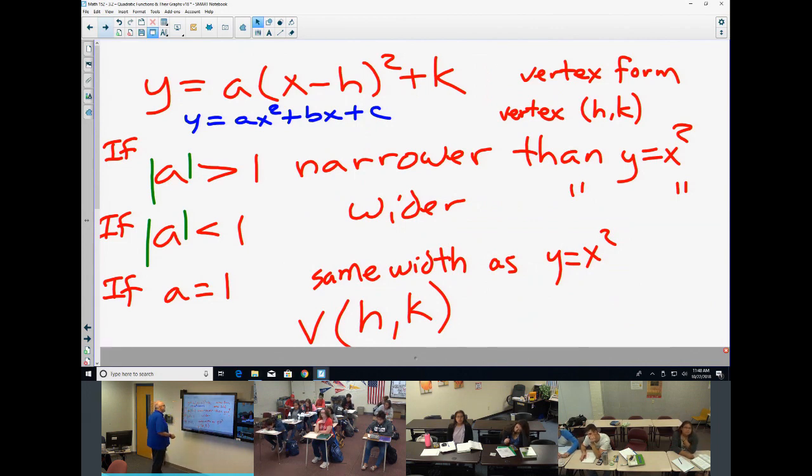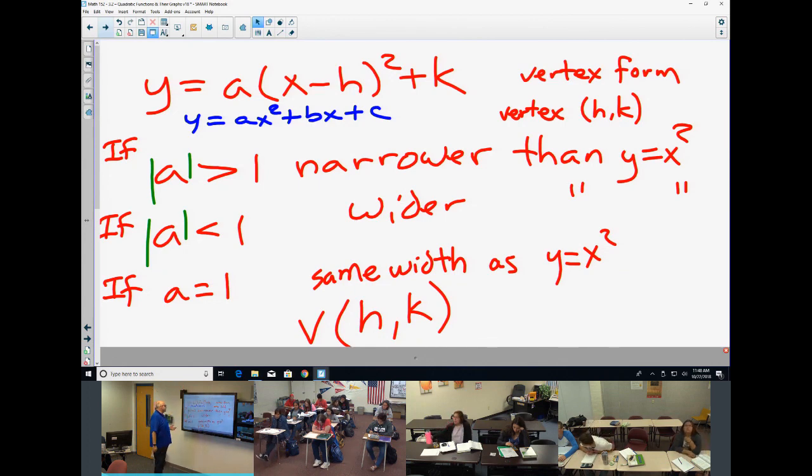Now, the number in front, we said if it's positive, it opens up, and if it's negative, it opens down. Also, there's something else that this number in front, the a value, tells us. If the absolute value of a is greater than 1, then the parabola is going to be narrower because it's going to shoot up quicker. So if you have 3x squared, it's going to shoot up 3 times faster, so it's going to be narrower.